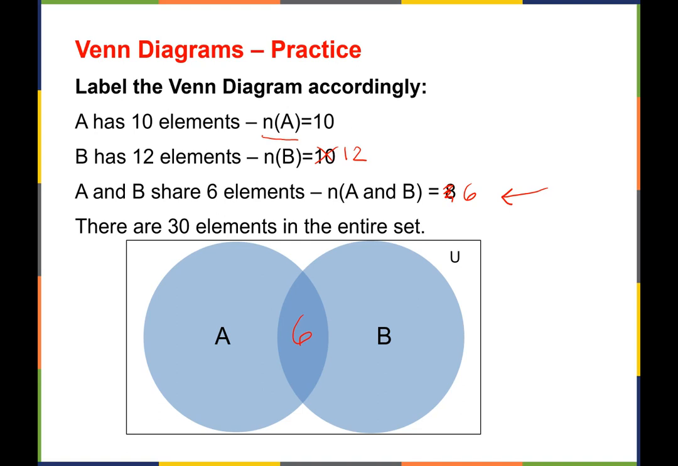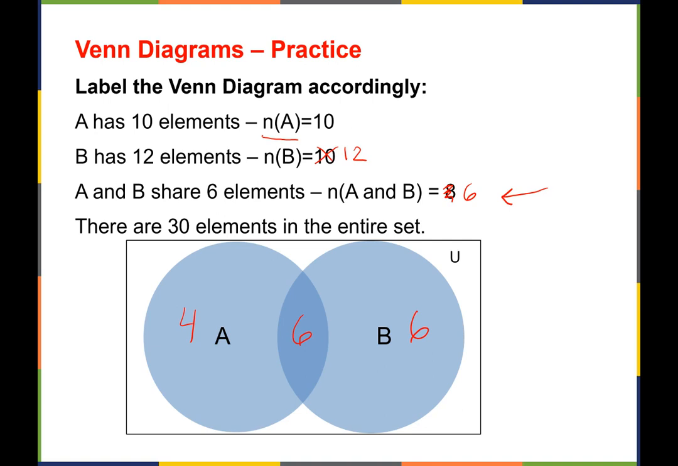All right, if there are 6 in the intersection and there's 10 in A altogether, that means there has to be 4 not in the intersection. Likewise, if there's 12 in B, 6 are in the intersection, that means 6 are over here in the not intersection part.